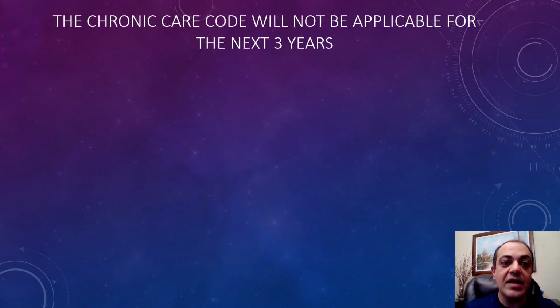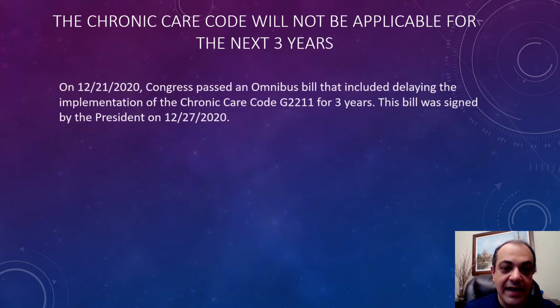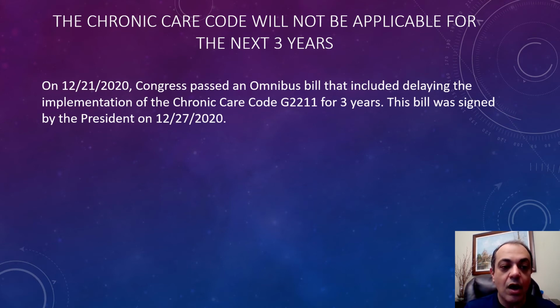Now, the chronic care code. The chronic care code will not be applicable for the next 3 years. That's not the doing of CMS, actually. That is the doing of the Congress. On December 21st, Congress passed an omnibus bill that included delaying the implementation of the chronic care code, the G2211 as CMS had called it, for 3 years. They are not going to pay for any of those chronic care codes for the next 3 years at least. The bill was signed by the president on December 27, so it is now the law of the land.